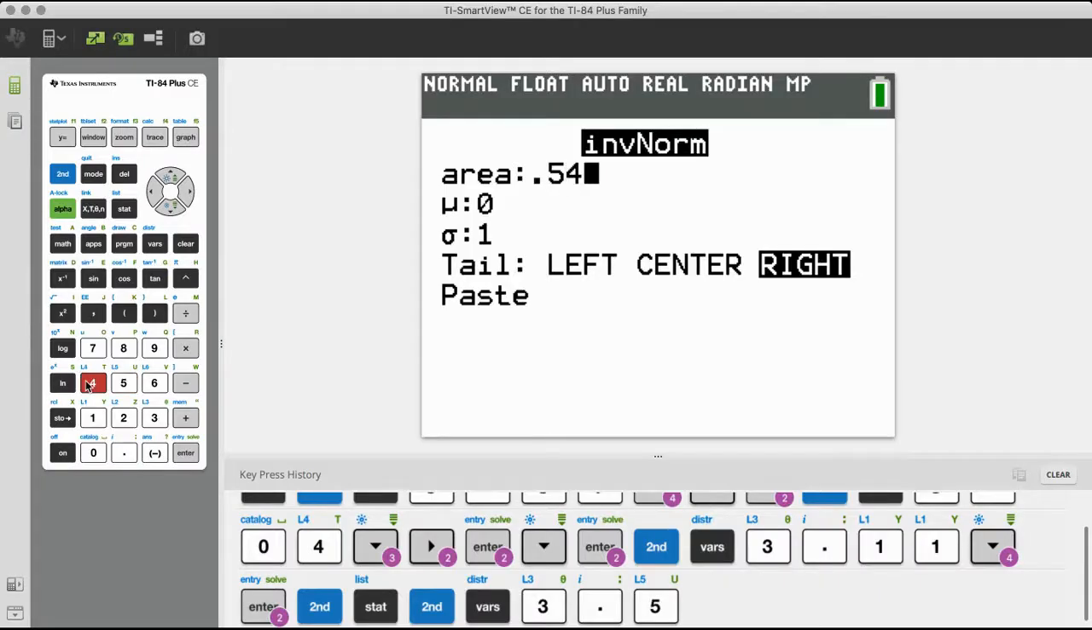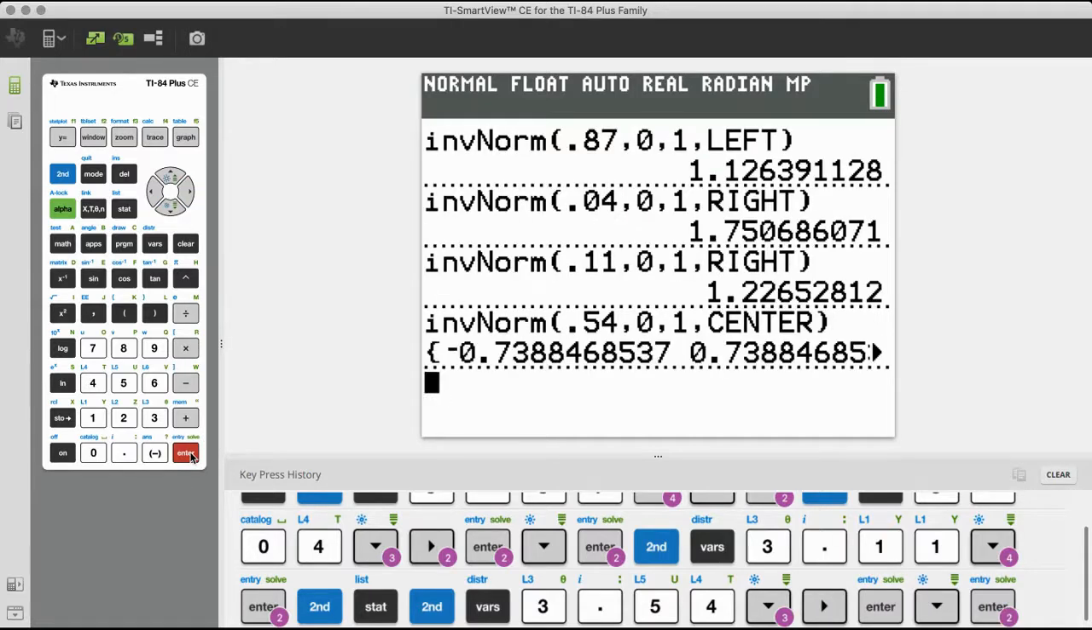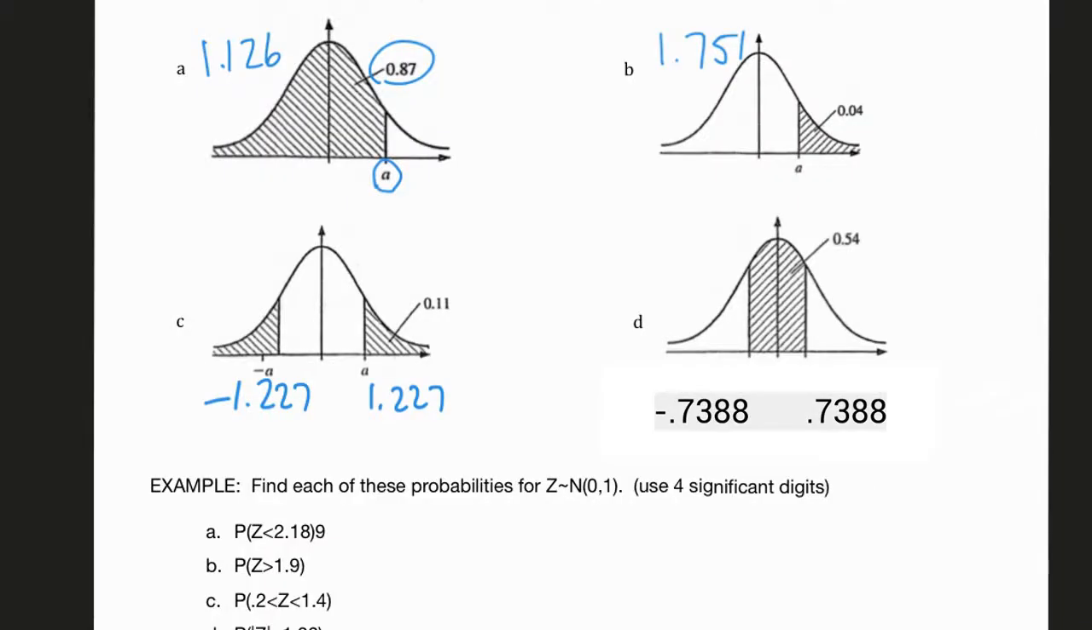All right, so 0.54 is the area that's indicated. When I scroll down here, I'm going to go ahead and pick center. And then I can get down to hit paste, and I should get those two values. One is the one to the left, and the other one is the one to the right. There's the answers.